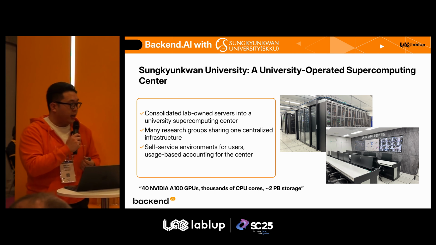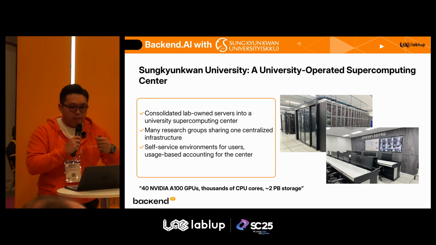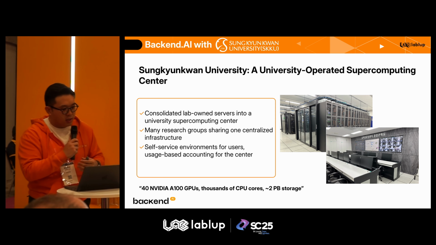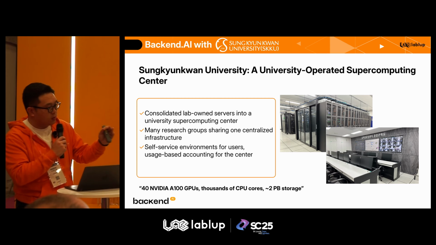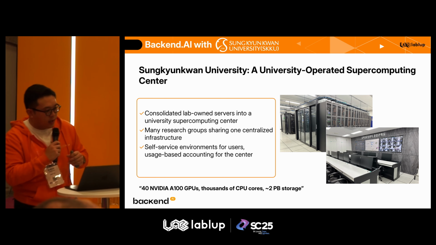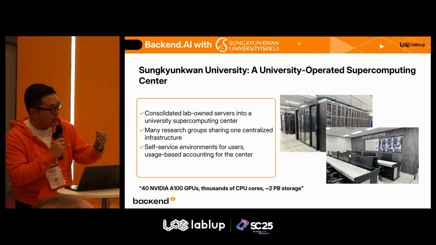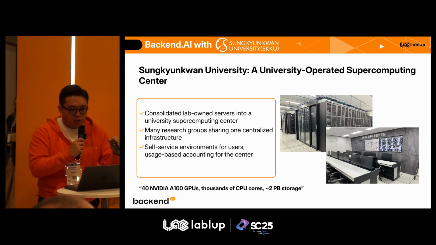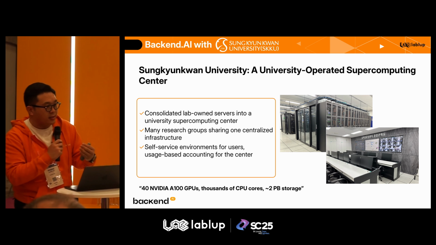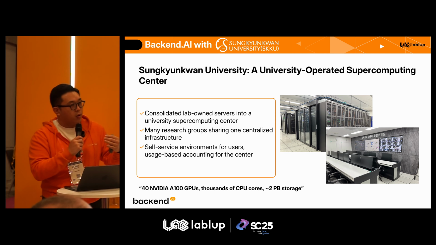On top of Backend.AI, Sungkyunkwan University gives researchers a self-service environment, so to speak, via the portal, on the web or an app, where they just pick the container image, request how many resources they need, and start and stop the session. That's all there is to it. Backend.AI provides detailed usage, such as GPU hours, how many users, and how many resources they use, per lab or per person. So they connect their own billing system with our data and make an internal billing system.